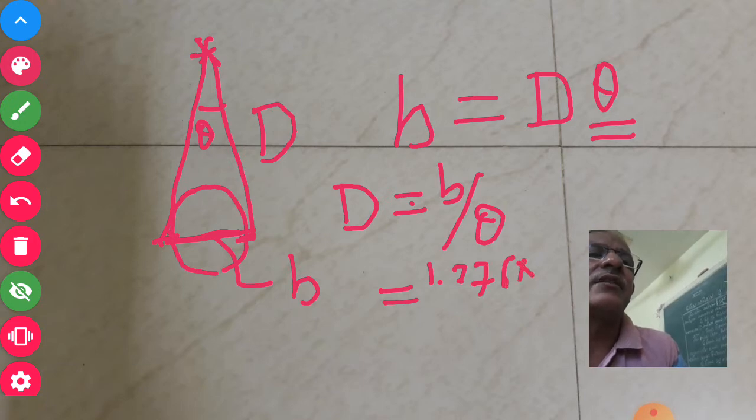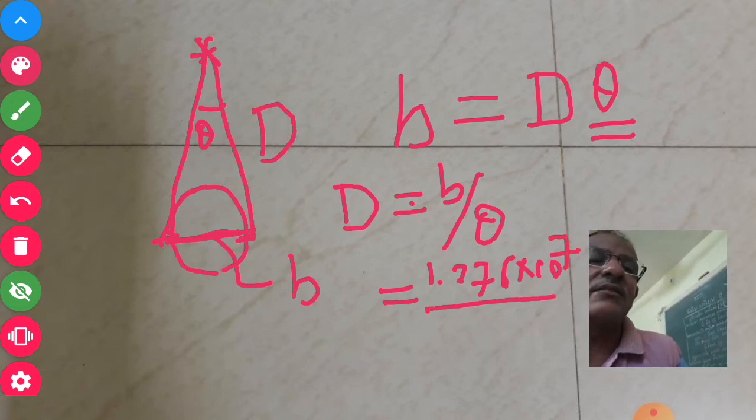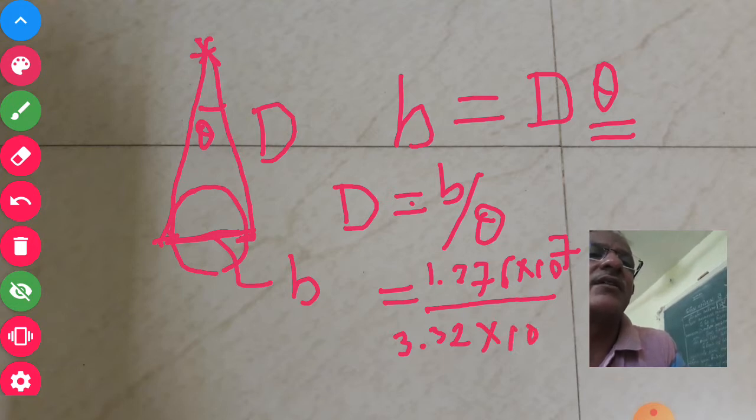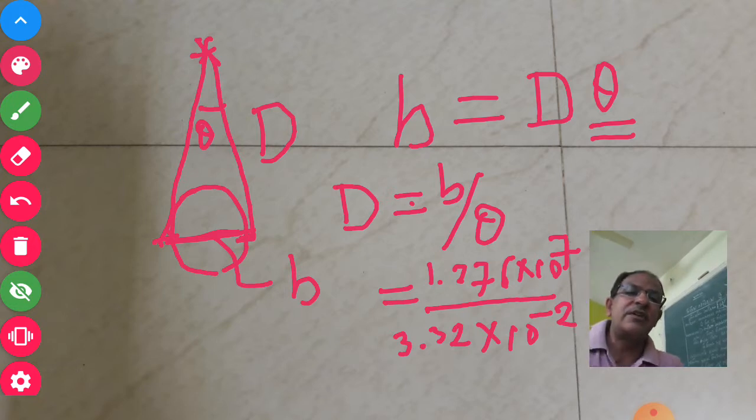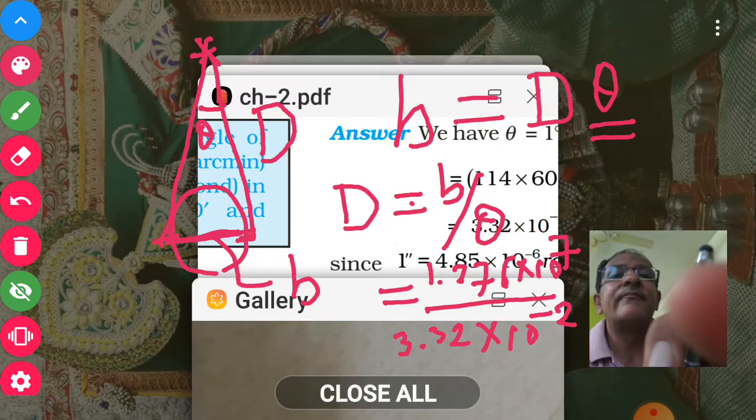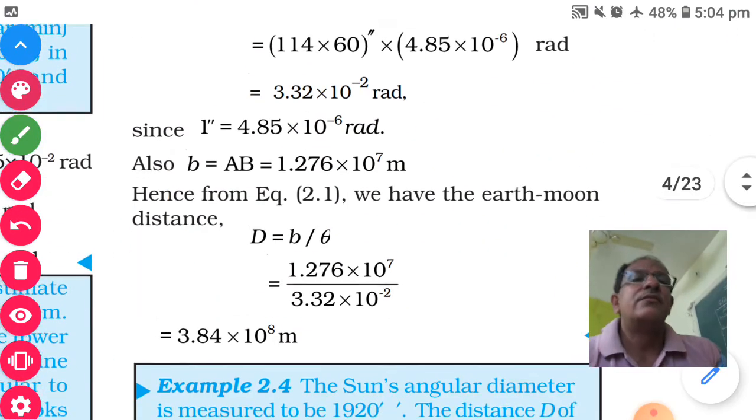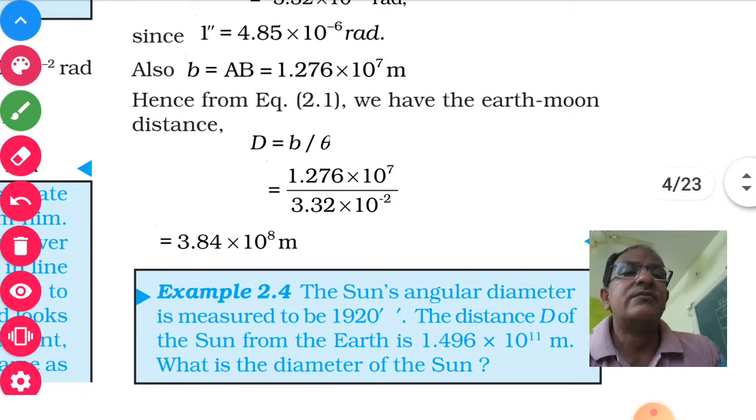1.276 into 10 raised to 7 meter, divided by the angle in radian, that is 3.32 into 10 to the power minus 2. Simplify this and you will get the answer, that is roughly 3.84 into 10 raised to 8 meter. So we will get this 3.84 into 10 raised to 8 meter.